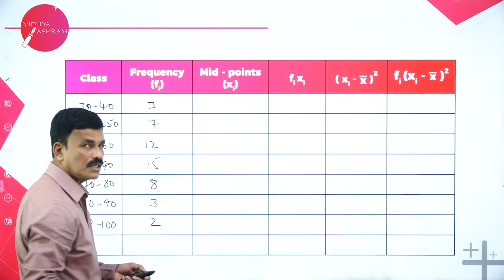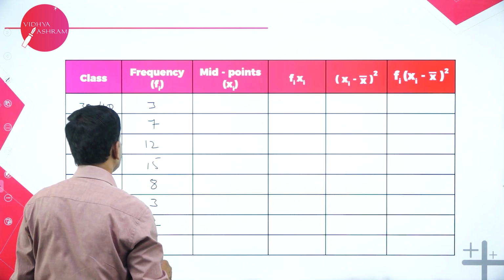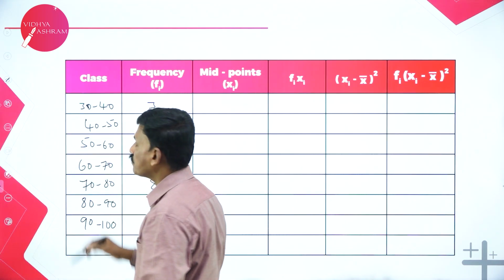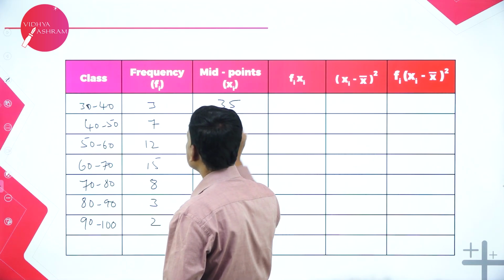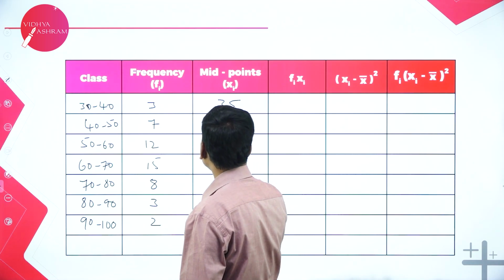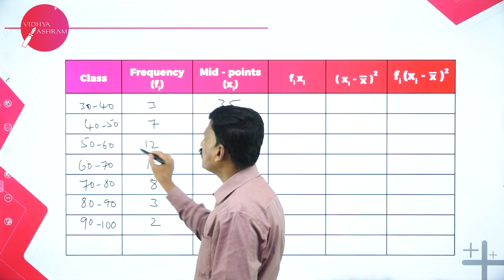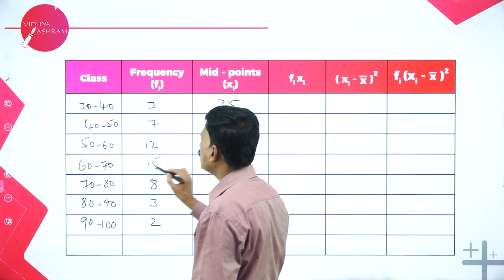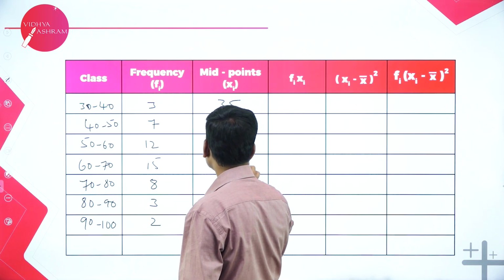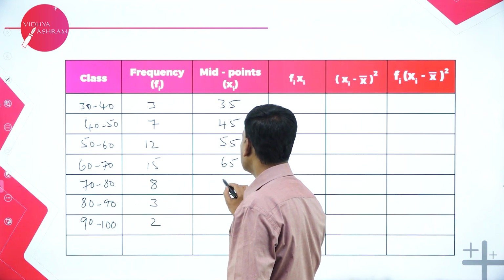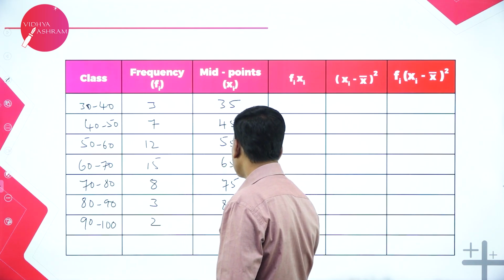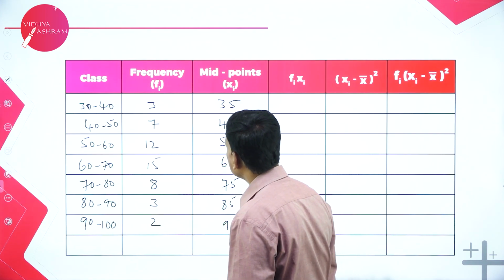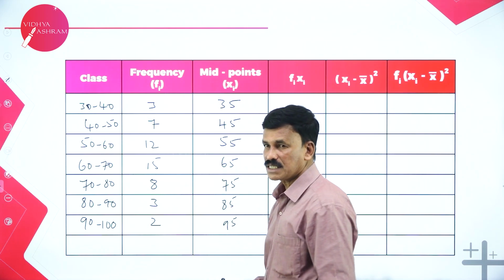Now just find out the midpoint xi. 30 plus 40 divided by 2, 70 divided by 2 is 35. Midpoint is 35. For 40 and 50, the midpoint is 45. For 50 and 60, midpoint is 55. For 60 and 70, midpoint is 65. For 70 to 80, the midpoint is 75. Next ones are 85 and 95. These are the midpoints.